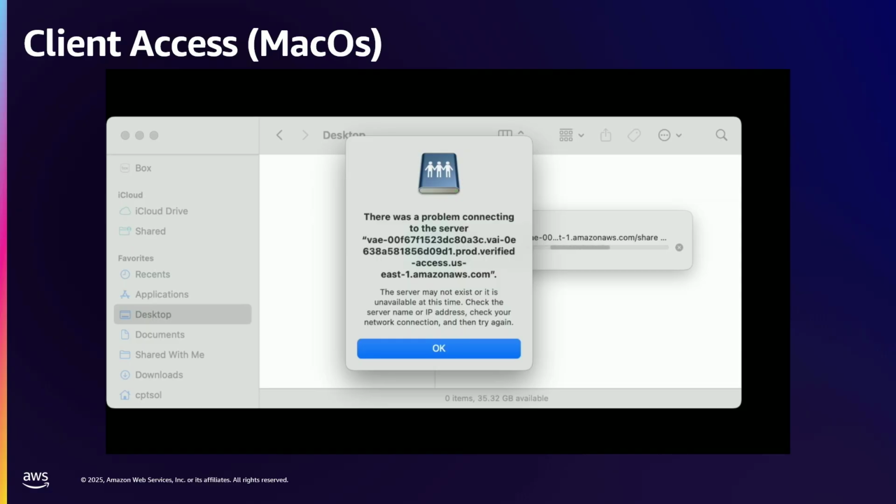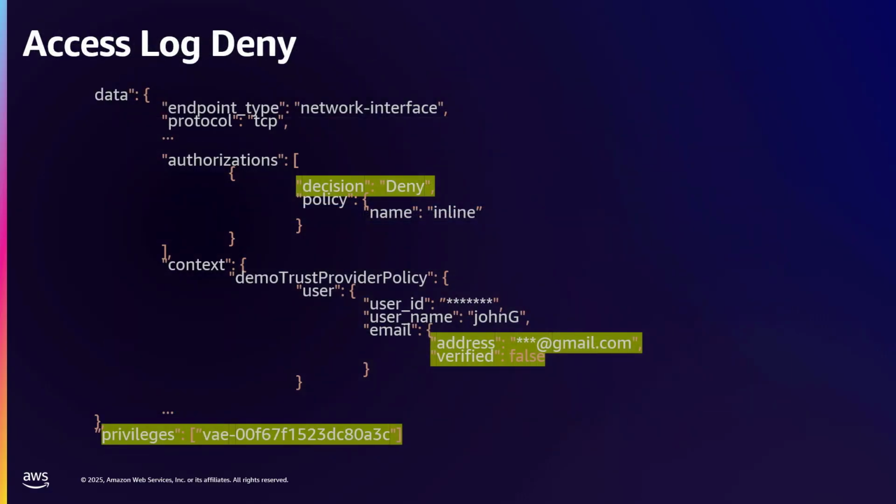So let's take a look at what might be causing this problem. So we'll take a look at the access log. We see that the authorization decision is a deny. And looking at the user information, we see that the user name is John G, but his email address is a gmail.com email address, which has not been verified. So this does not comply with the CEDAR policy that we defined for this endpoint. So John G is denied access to the endpoint. So it stops right at the endpoint, does not get to FSX at this point.